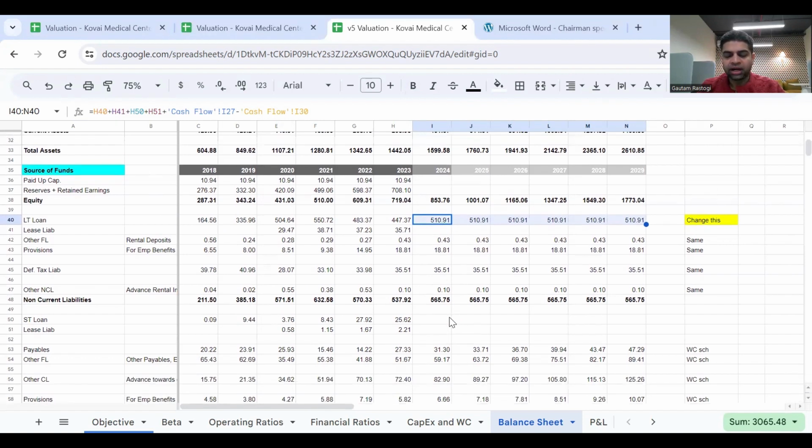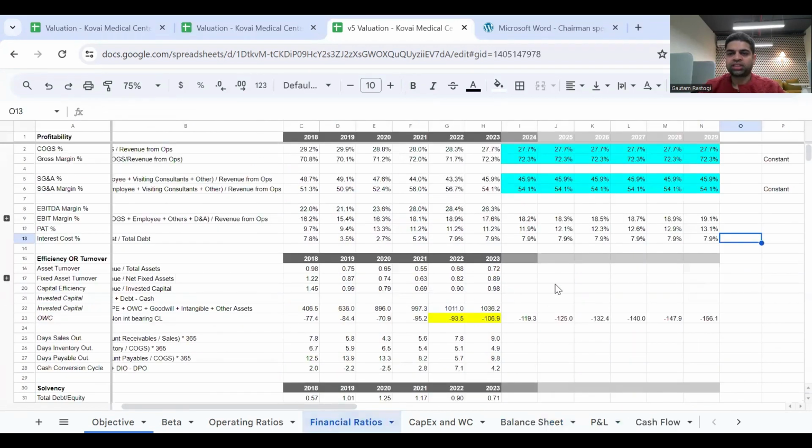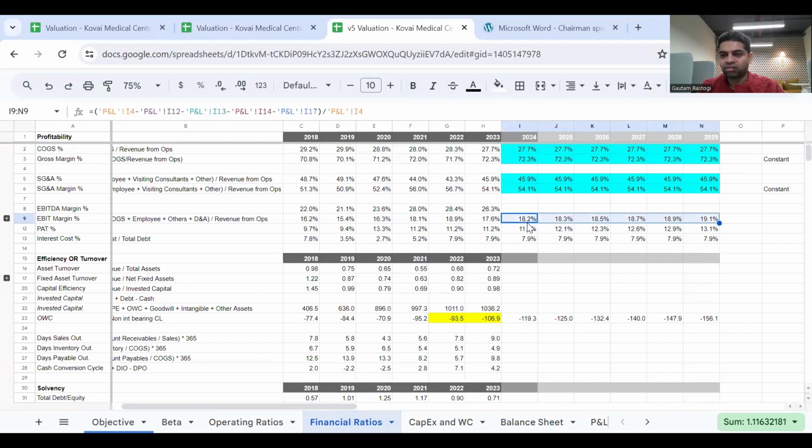Now let's go to the financial ratio sheet and take a look at some of the observations. Our convention is that the assumptions have been put in blue, and these are calculated numbers and these are assumed numbers. If you base this off of historical 2023 numbers, you see the EBIT margin, the operating margin, has increased from 17.6 to 19%.